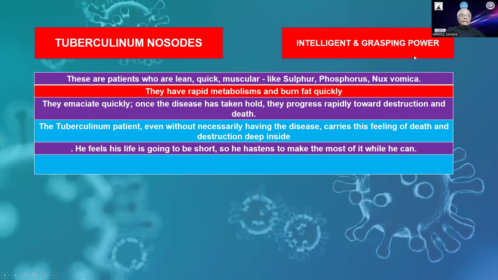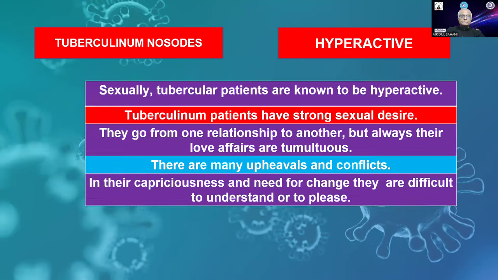Then they are intelligent in grasping power. These people are lean, thin, and muscular, with a rapid metabolism, and they burn fat quickly. They emaciate quickly. Once the disease has taken hold, they progress rapidly toward destruction and death. Tuberculinum patients, even without necessarily having the disease, carry the feeling of death and destruction deep inside. He feels his life is going to be short, so he wants to fulfill all his desires.